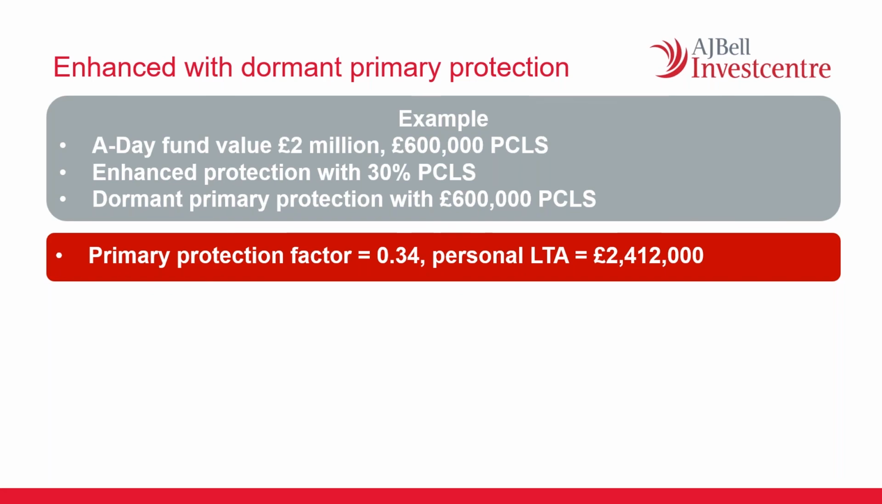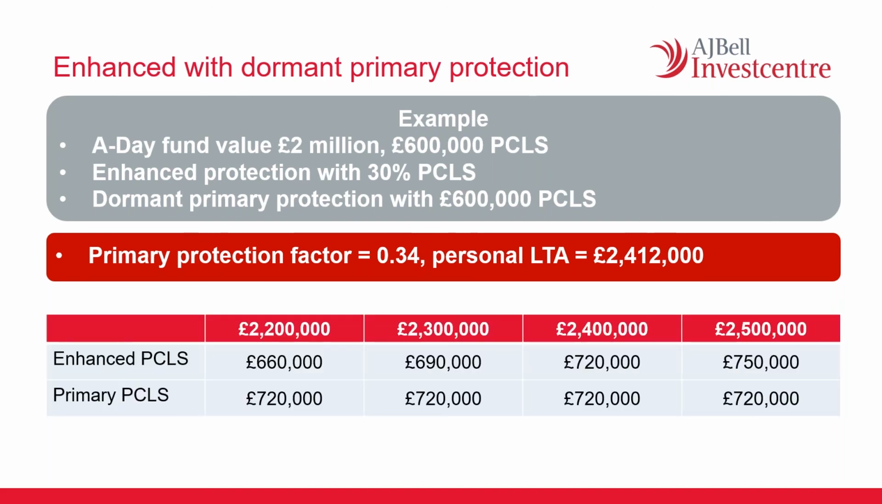So normally enhanced protection would be your best option. I say it's the top trump, so you can never have an LTA charge with enhanced protection. But there are circumstances, because of the difference in the way the PCLS is treated, where you may be better off using the primary protection, but it's really only if your fund hasn't done very well. So we've got the example here on this table where we've got different fund values when they're coming to crystallise.